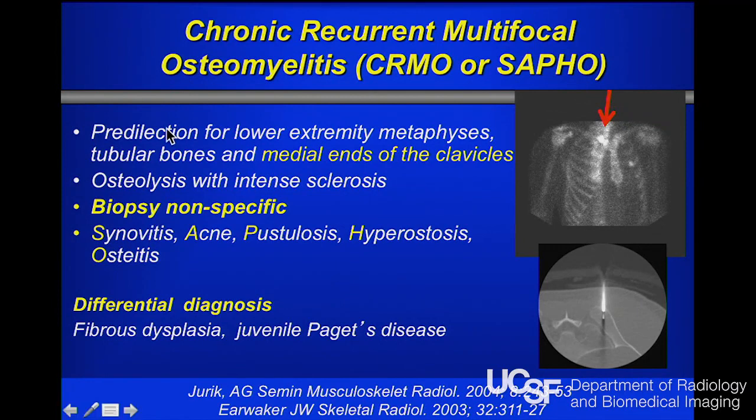It likes to affect the lower extremities, the tubular bones, and if it's the subtype which stands for synovitis, acne, pustulosis, hyperostosis, osteitis, it typically affects the medial ends of the clavicle. So SAPHO is really a subtype of chronic recurrent multifocal osteomyelitis. And the differential diagnosis can sometimes be tricky. One of the things to consider would be fibrous dysplasia and juvenile Paget's disease.